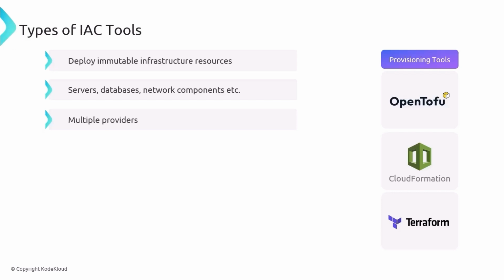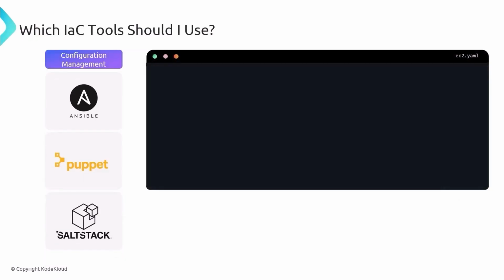OpenTofu, on the other hand, is vendor agnostic, also known as cloud agnostic, and supports hundreds of provider plugins for all major cloud providers. That makes it easy and convenient to provision infrastructure in a multi-cloud or a hybrid infrastructure model. Now, keep in mind that we can also make use of configuration management tools to provision infrastructure.